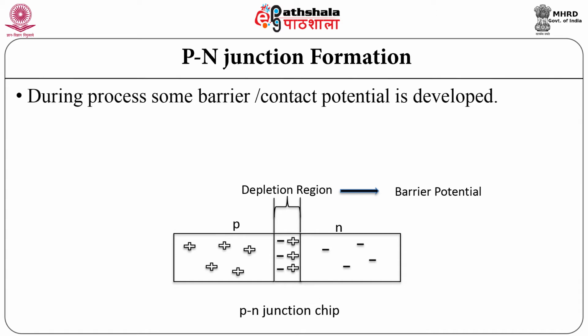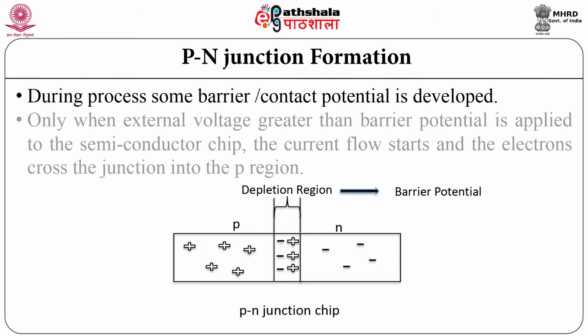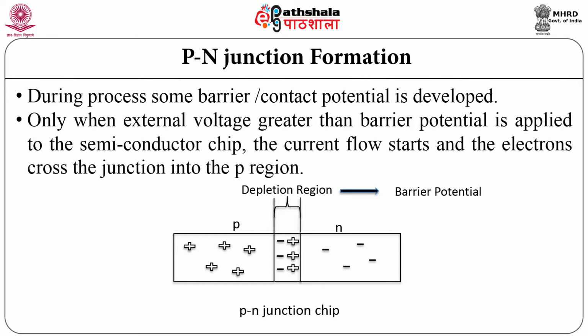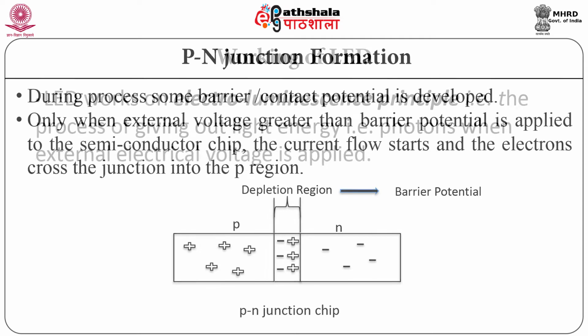During this process, some barrier or contact potential is developed. This contact potential depends upon what type of P material or N material is used for LED fabrication. Only when an external voltage greater than this barrier potential is applied to any semiconductor chip, the current will start flowing and the electrons can cross the junction into the P region.